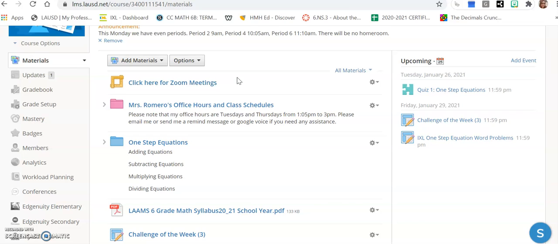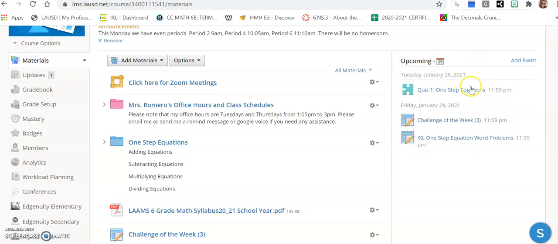For this week, we will have a couple of things, and most of it is review. The only difference is that we are adding word problems this week. Now, remember, this is still our same folder, but I want you to look under materials, okay?